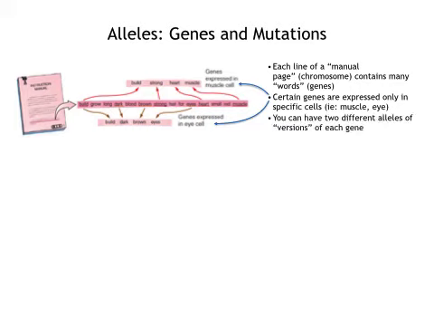So you can have two different alleles or versions of each gene, one from your mom and one from your dad, right? So you can inherit one version of eye color from your mom and one version of eye color from your dad, but it's still the same gene. And so these alleles arise by mutations.